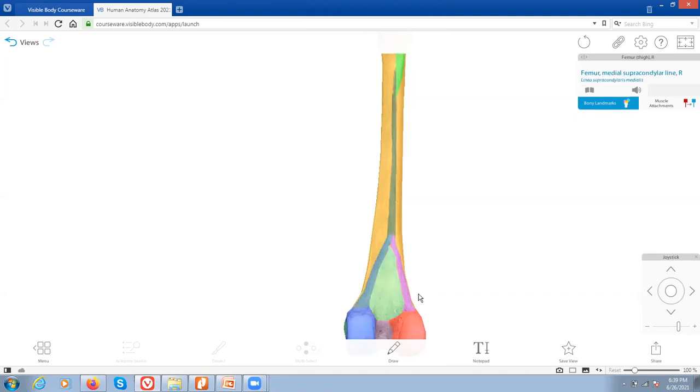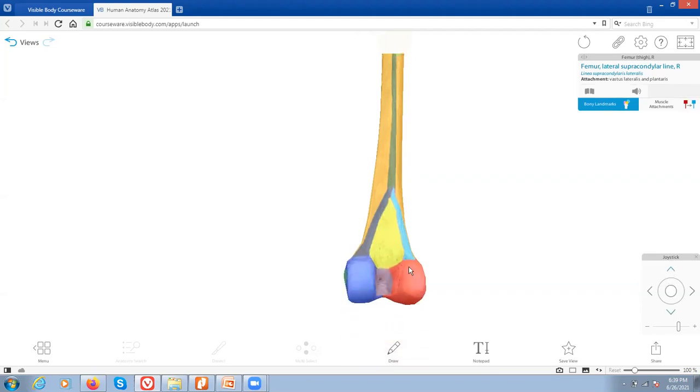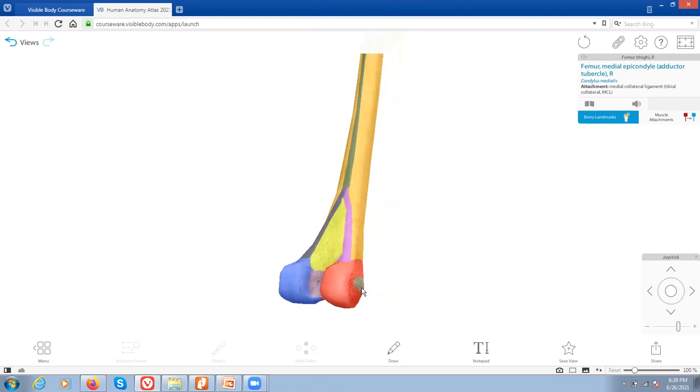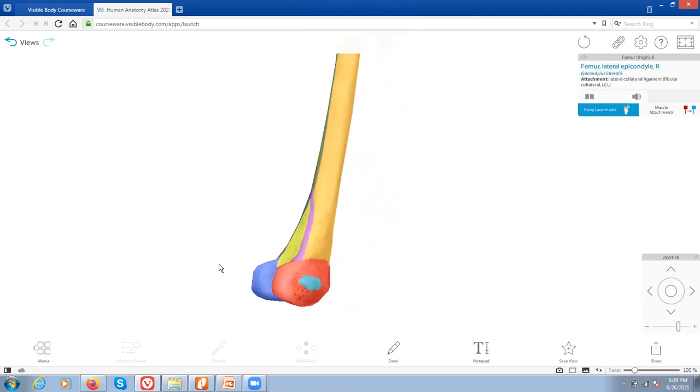Then we have some lines here, which I don't think you need to know, but we do need to know the condyles down here. So medial condyle, lateral condyle, that's because this is a right femur and we're looking at it from posterior view. And then in between them, there's an intercondylar fossa. We do have epicondyles as well. So there's your medial epicondyle on that side and your lateral epicondyle on that side.